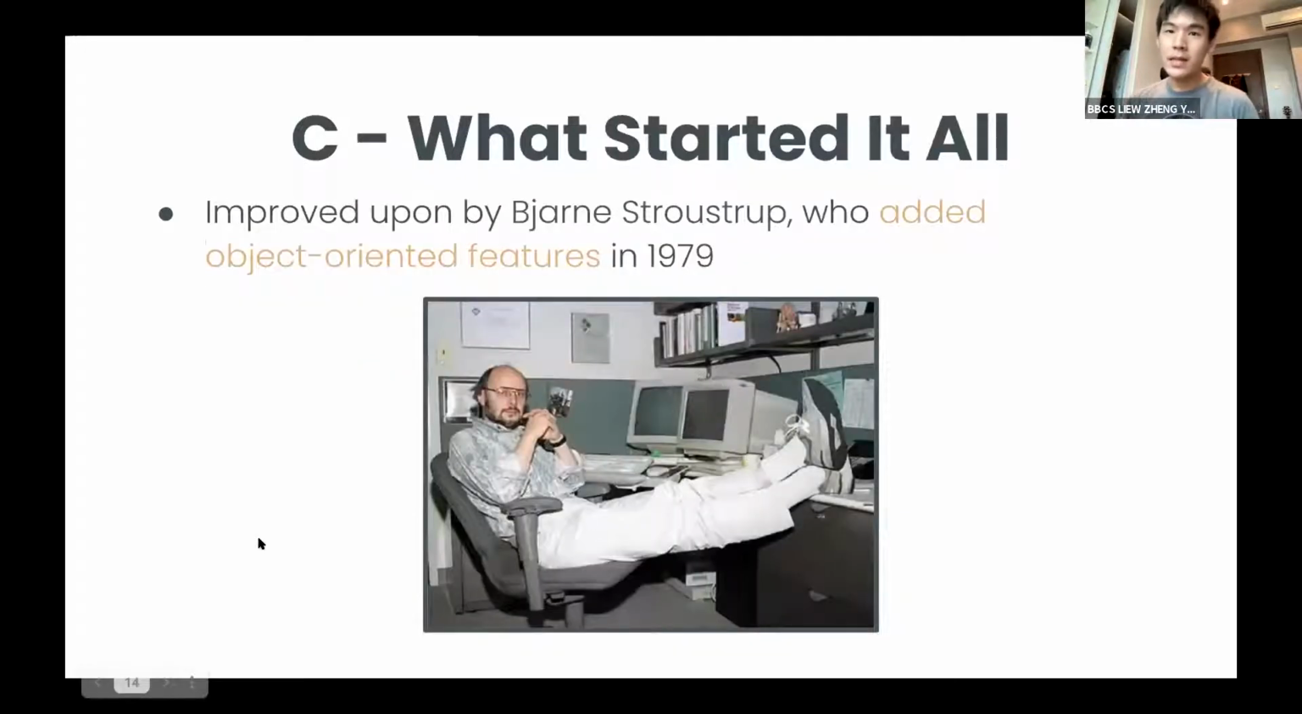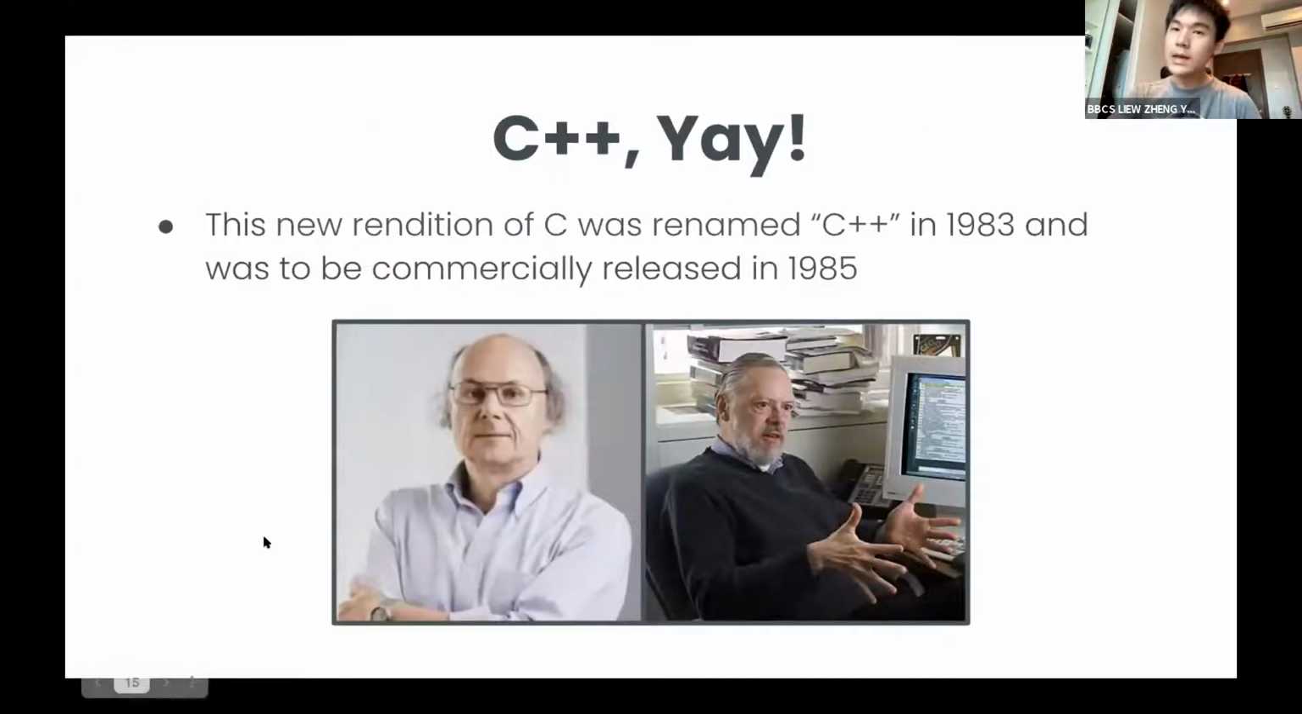So anyway, this was a response to this, right? This Danish dude, Bjarne Stroustrup, who also worked at Bell Labs, began working on C with classes in 1979, which essentially added those much needed OOP features that were missing from before. So in 1983, this new rendition of C was named C++, and it saw its first commercial release in 1985. And these very handsome-looking elderly gentlemen are Stroustrup and Ritchie. Stroustrup is still very active in the programming scene, and the same goes for Ritchie, who sadly passed away a few years ago.